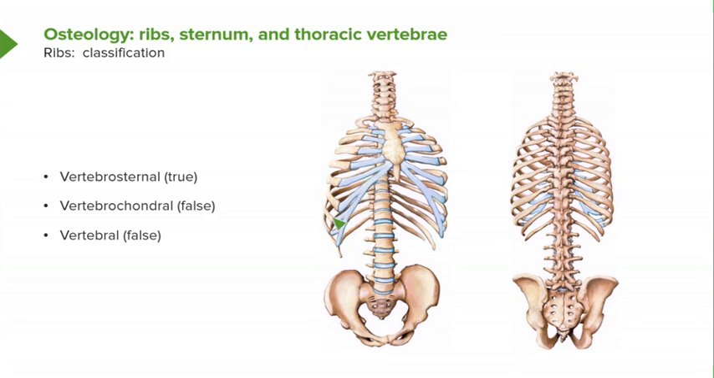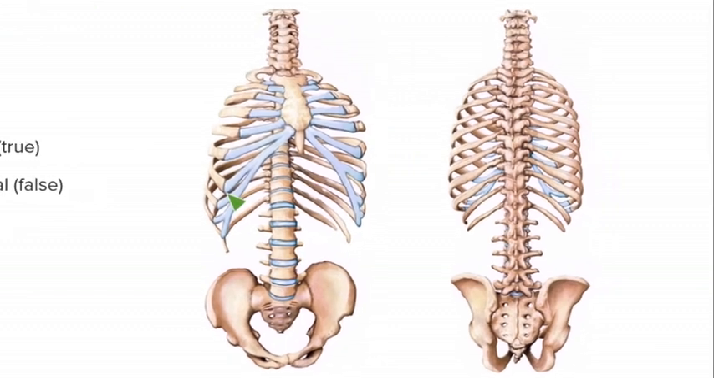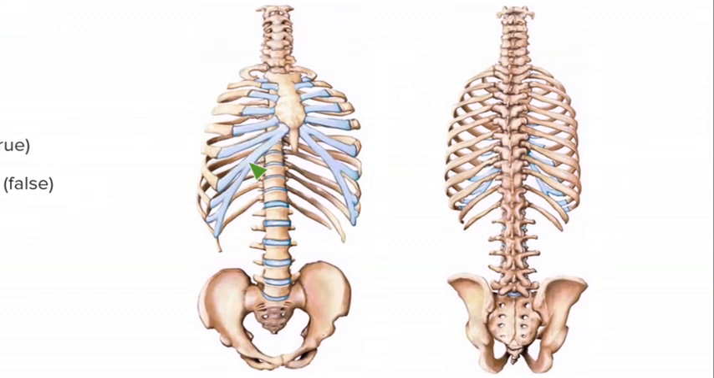And if we take a look, here is number 8, here's number 9, and then here's number 10. You will see that they too have on their anterior ends costal cartilages, but instead of attaching directly to the sternum, these costal cartilages will connect to the costal cartilage above. So here's the costal cartilage of rib number 8, and you can see it connects with the costal cartilage of rib number 7.